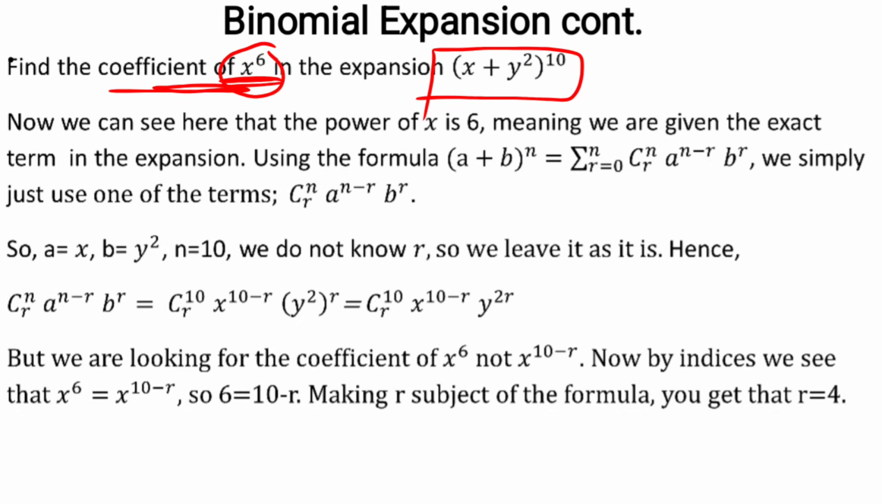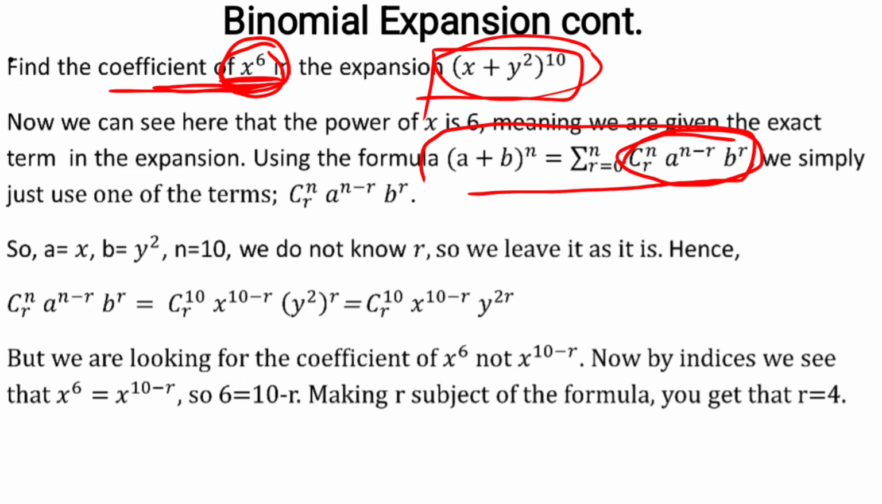So now we're told to find the coefficient of x to the power 6, and this is the expansion. So how do we go about that? When using binomial expansion, we know this is the general formula, meaning that all the terms take this form. Every term looks like this in the binomial expansion. But now we're looking for the coefficient of x to the power 6. So with that knowledge that all the terms look like this, we just pick one of them and look at the expansion we have here.